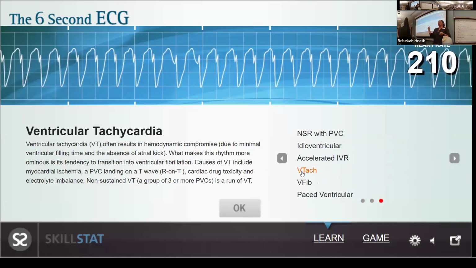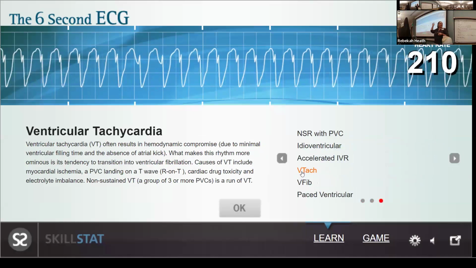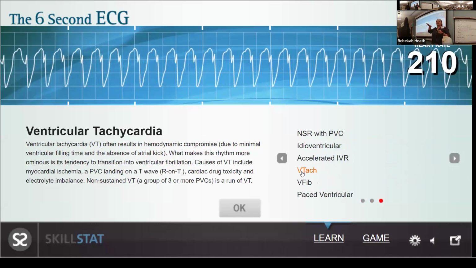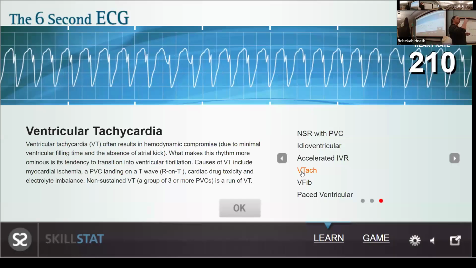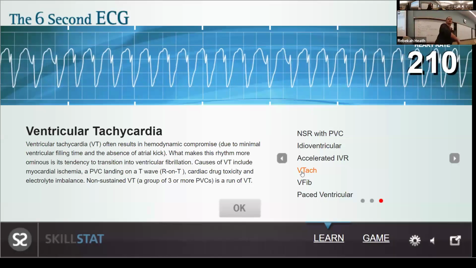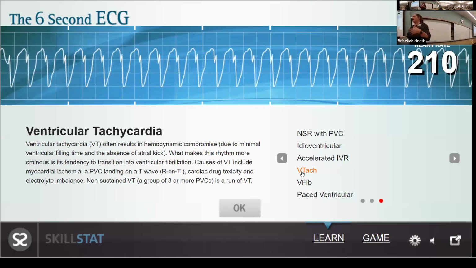What I want you to be able to recognize is VTach and VFib. Those are like dying people rhythms, right? VTach is somebody who's circling the drain. VFib is usually somebody who's actively going down the drain. They probably don't have a pulse.